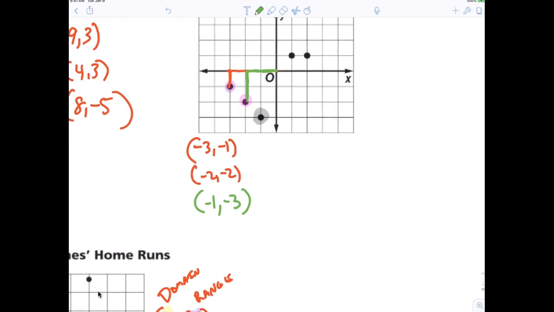And then it was 1, 1, right? The other point was 1, 1, and the other point was 2, 1. Do you agree with that? This point right here is 1, 1, and this is 2, 1.